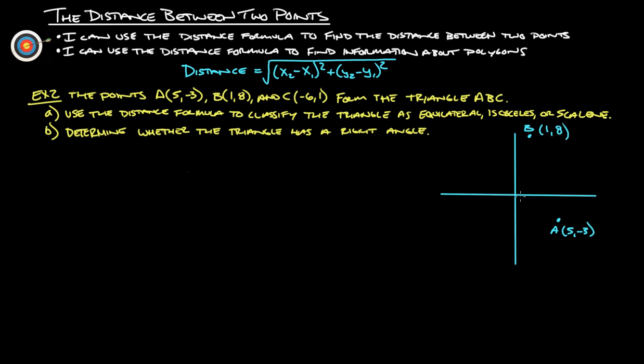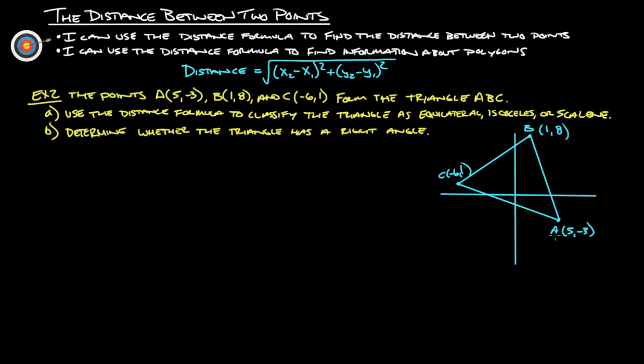And then we've got C at -6 and 1. So there's our C at -6 and 1. And then we can actually make ourselves a little triangle here. Again, you do not have to draw it out. For me, it just makes it a little bit nicer. I can see what I'm doing instead of just going through plugging everything into a formula.